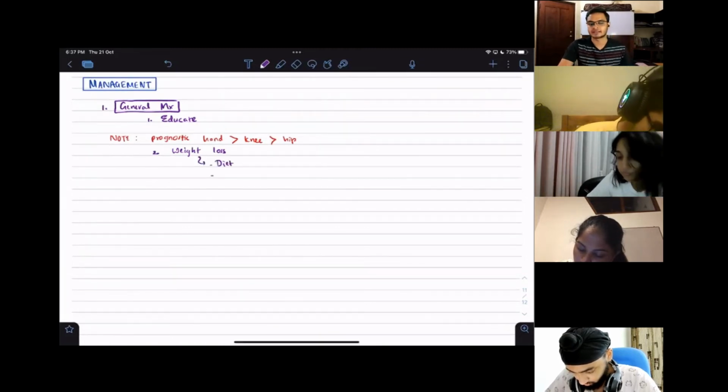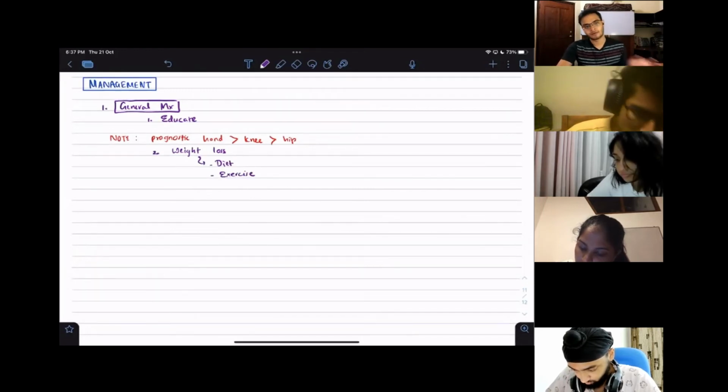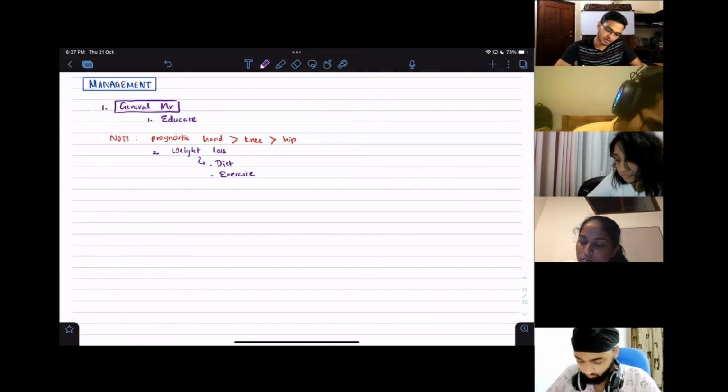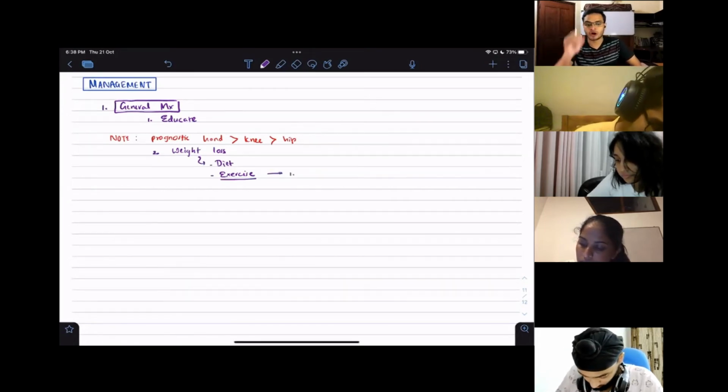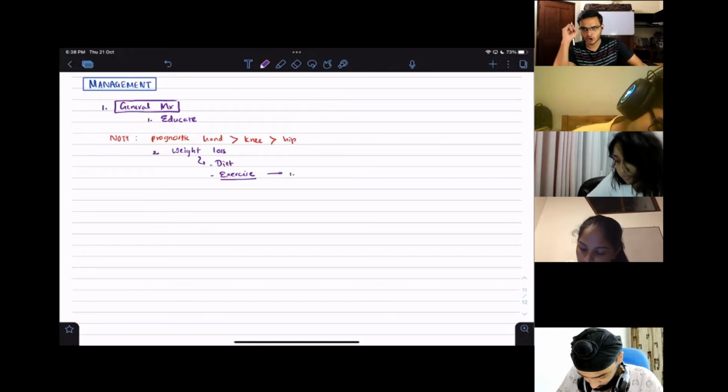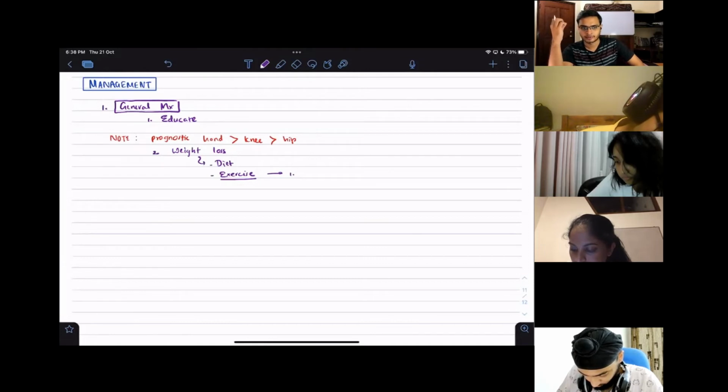Apart from this, guys, we can tell them about exercise. Now, this is the important thing. Write these down. First one, do not overwork an already injured joint. This is the first point under exercise.